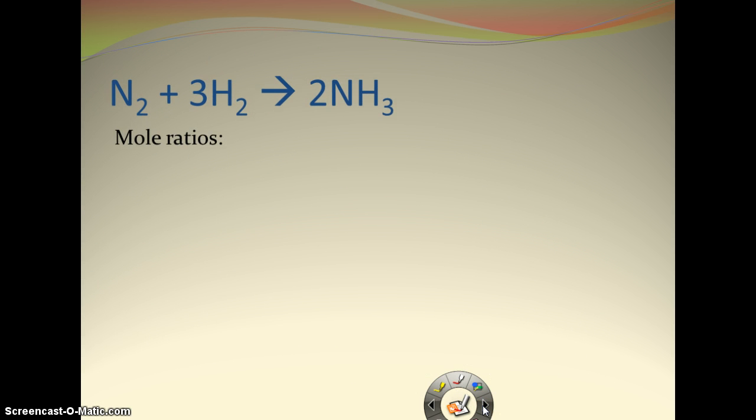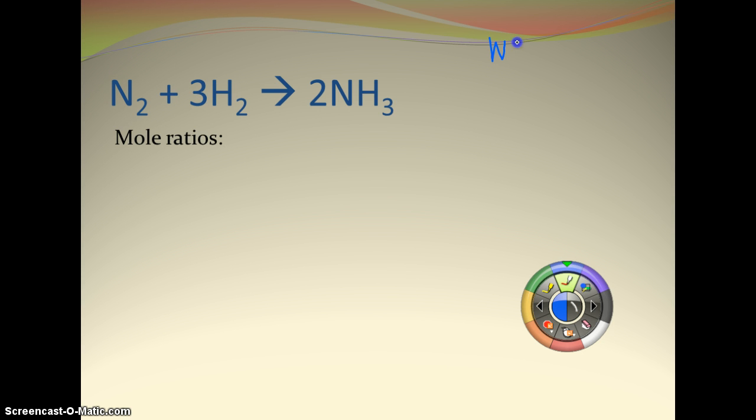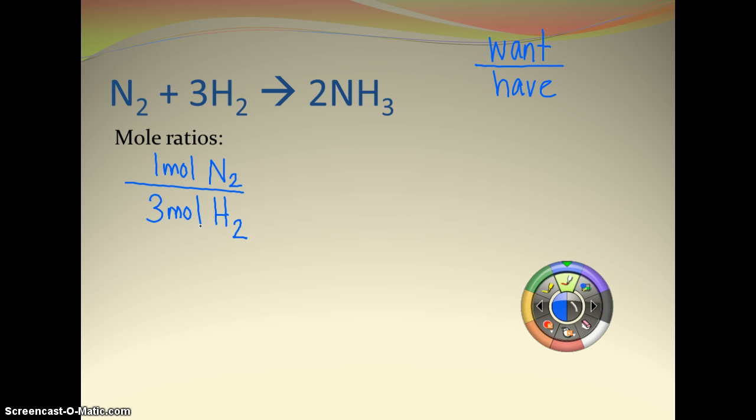So if we look at our Haber process again, let's write some of these mole ratios. So let's say we wanted to relate nitrogen to hydrogen. Remember, the unit that you want would go in the numerator. The unit that you have is going to go in the denominator. So if you want nitrogen and you have hydrogen, that means your nitrogen is going to go in the numerator and your hydrogen is going to go in the denominator. So now looking at the balanced equation, the coefficient for nitrogen is 1, so we have 1 mole of nitrogen, and the coefficient for hydrogen is 3, for every 3 moles of hydrogen. So that's 1 mole ratio that you can possibly use.